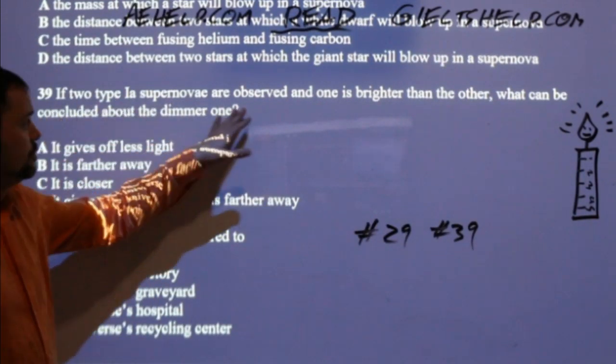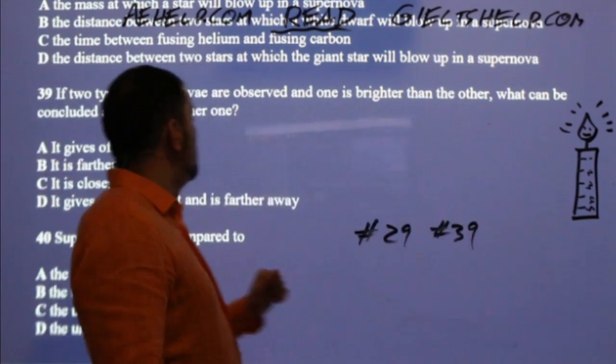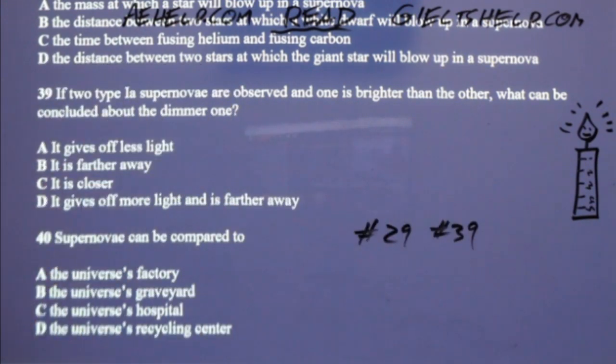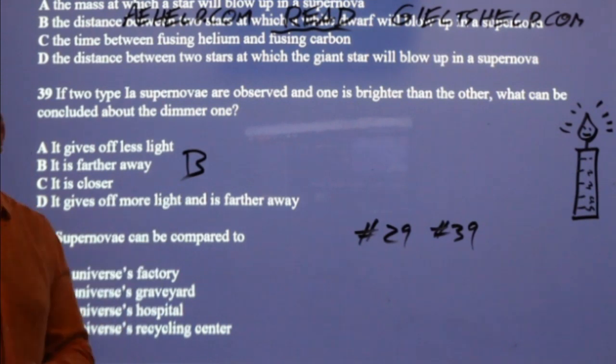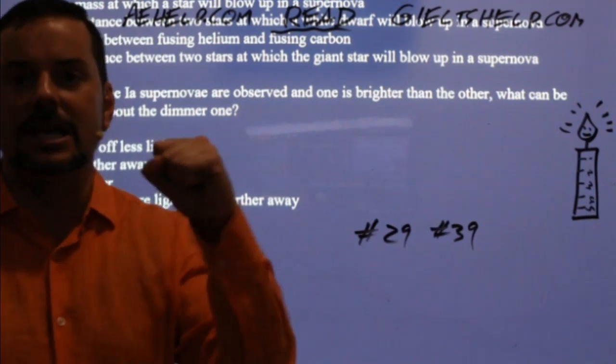39, if type 1a supernovae are observed and one is brighter than the other, what can be concluded about the dimmer one? It's further away. B is my answer. I'm going to jump to my answer book and get it in there.